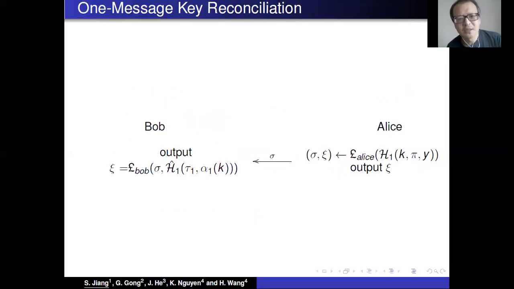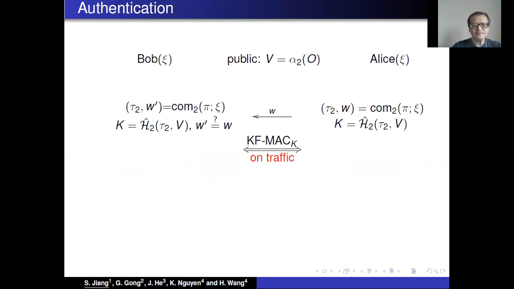With this approximately equal secret key, Alice and Bob can use the one-message key reconciliation to agree on a common secret, which is sigma. Currently we still haven't talked about identity verification. To be secure, they have to authenticate each other. To do this, Alice and Bob start from the common secret sigma.